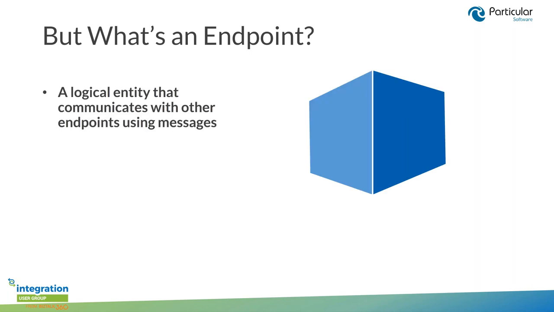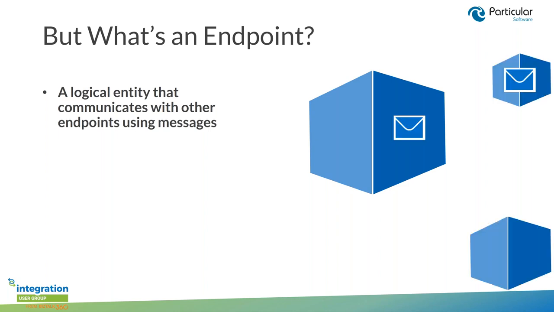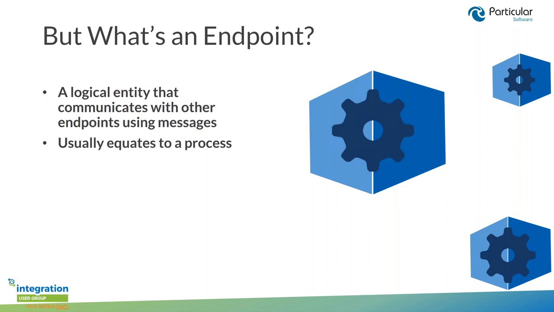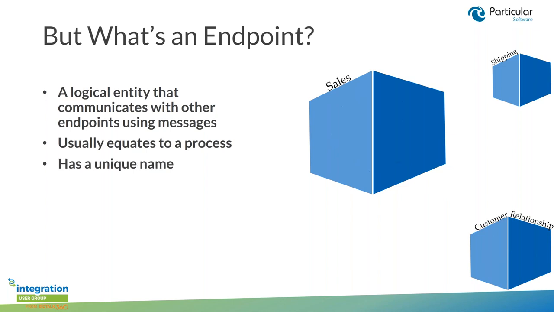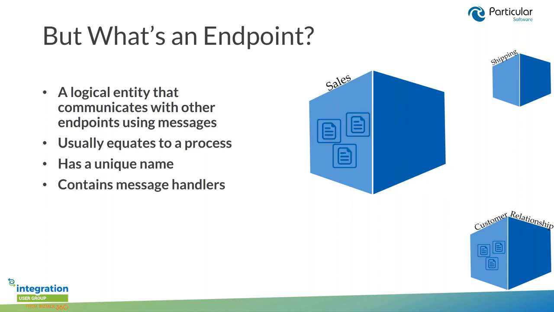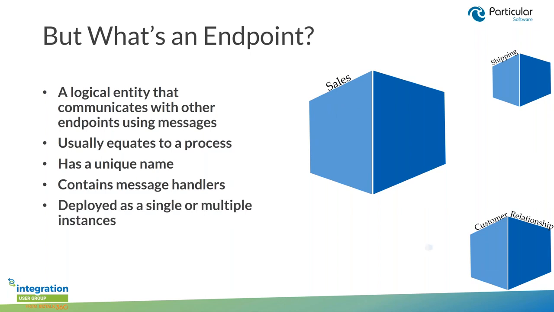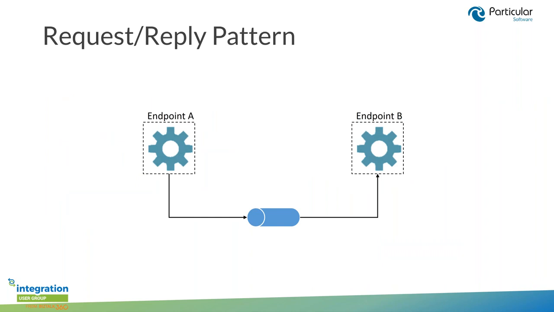Now, what's an endpoint, right? Again, it's something where we execute the handlers. It's a logical entity that communicates with other endpoints using messages and usually equates to a process. So every endpoint is a process. It has a unique name. For example, I could have a sales service, or I could have a shipping endpoint or customer relationship. And that's how they are identified, and that's how they communicate with each other. They will contain one or more message handlers, based on the number of messages that they need to respond to, either process commands or events, and are deployed as a single or multiple instances, right? So this is the scale out.